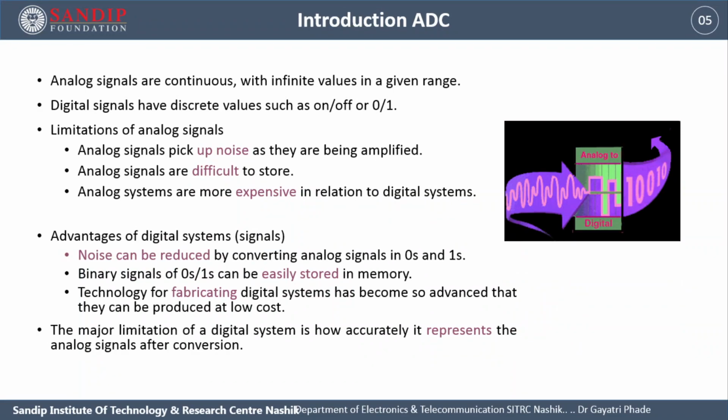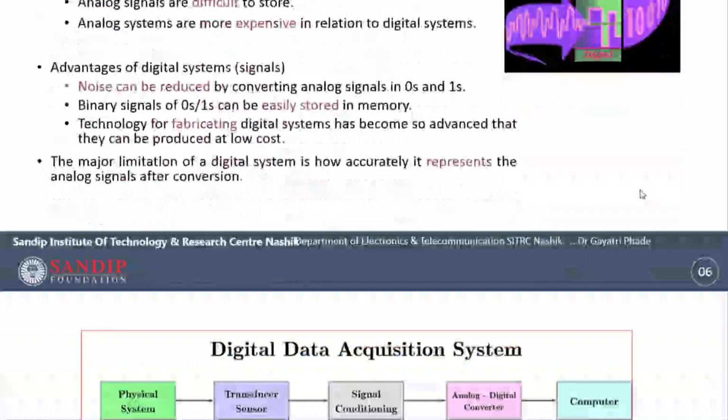So here is the analog to digital conversion. We have seen what is analog signal, what is digital signal, and how digital signal is advantageous over analog signal. So let us look at analog to digital conversion, because whatever data we are getting from the sensors and transducers, we have in the analog form. So for analog to digital conversion, we will be going for the ADC, that is analog to digital converter.